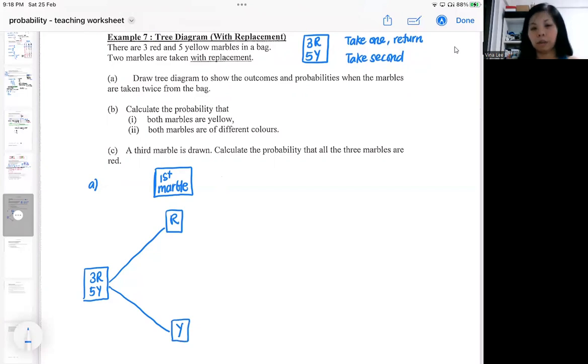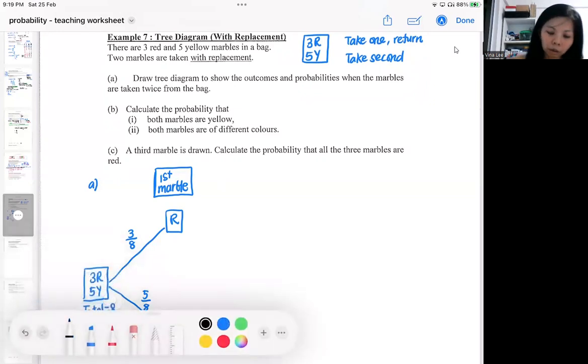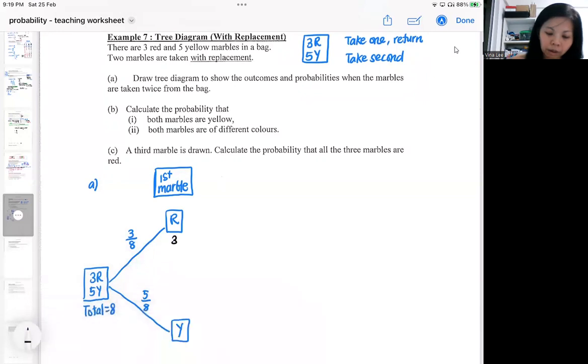Of course, it comes with a certain probability. In this case, our total number of marbles is 8. So I will have a 3/8 chance that my first marble is a red one, or a 5/8 chance that the marble is a yellow one. That will be my first marble. After you pick the first marble, for example red, you're going to return it. Upon returning, your bag is still having 3 red and 5 yellow.